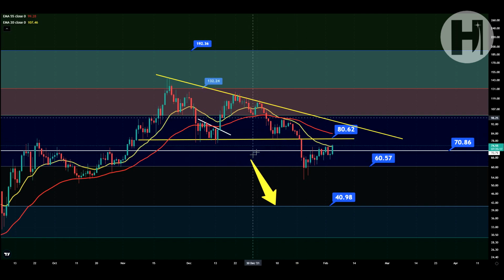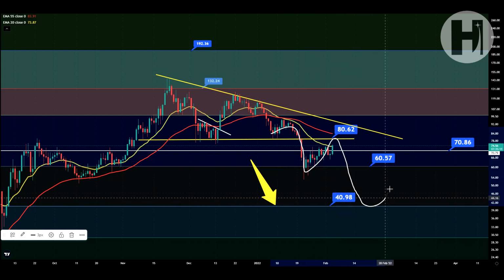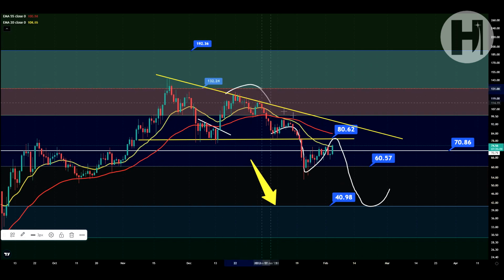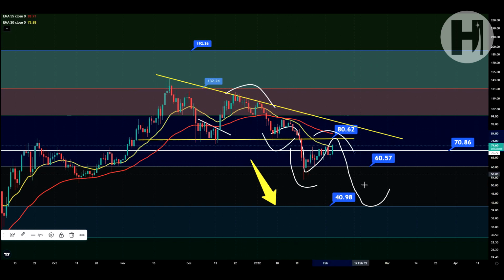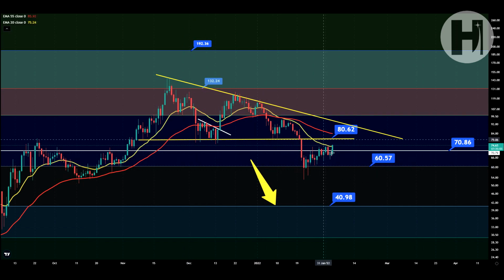So you lose this support and you need to back test it as resistance, and then you get sent back down with another lower low, which is the continuation of this downtrend basically. So that is a potential scenario that we have over here.